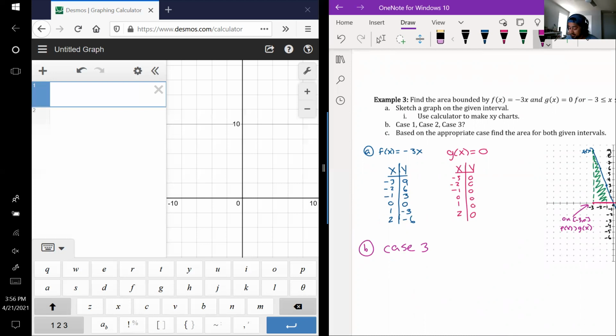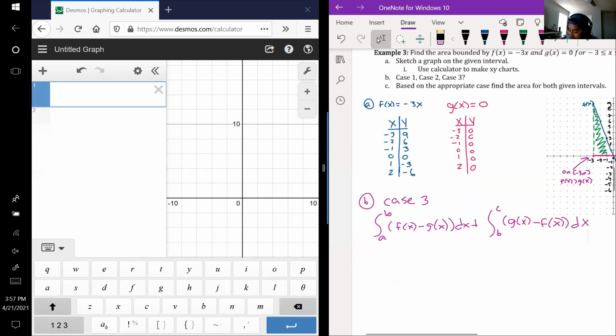So the setup for case 3 is going to be the integral from A to C? No, A to B. From A to B of f of x minus g of x dx, plus the integral from B to C of g of x minus f of x dx. Okay, so we are all ready to get set up.